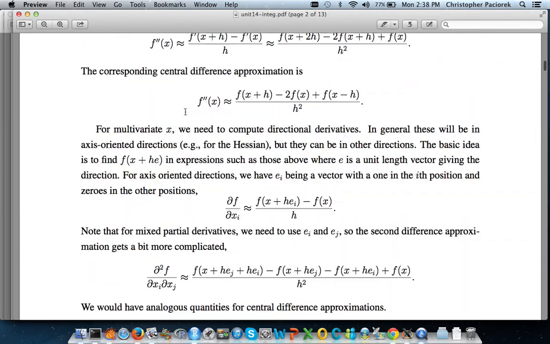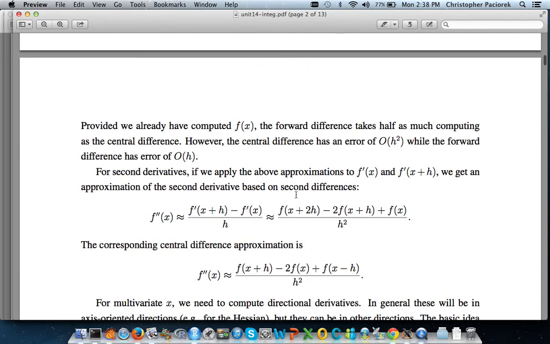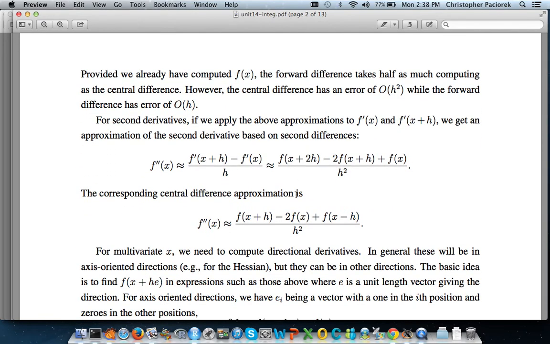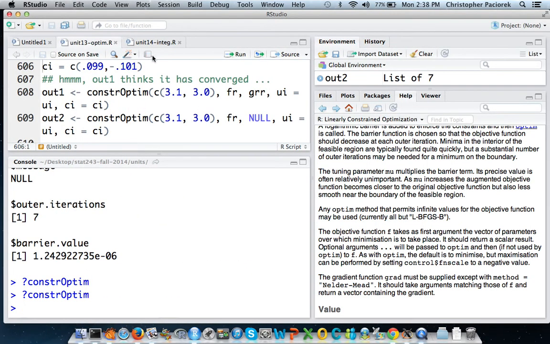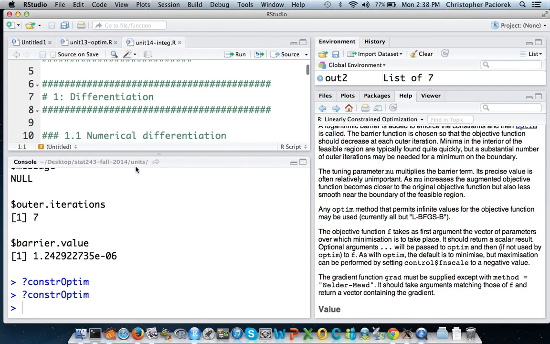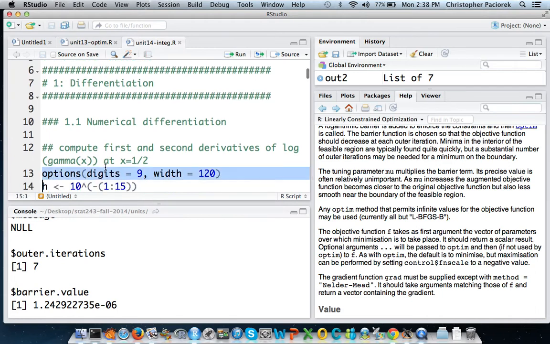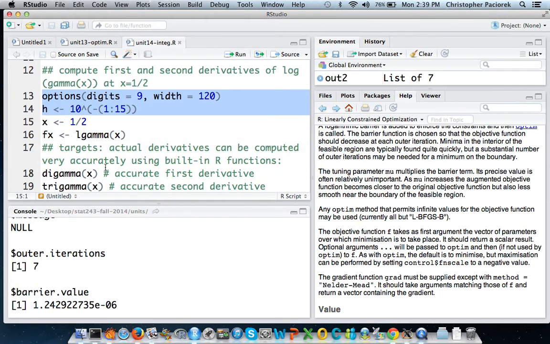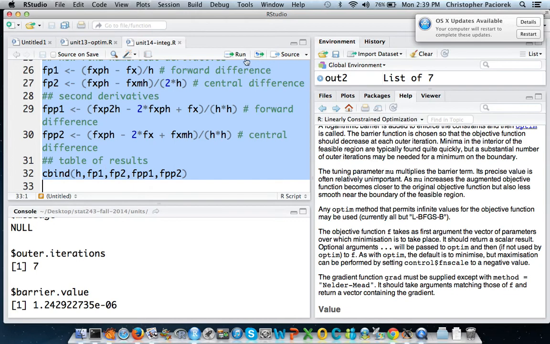So I'm basically just saying, okay, for the first derivative, how accurate is this one and this one, the forward difference and the central difference, and for the second derivative, how accurate are the forward and central versions for different values of h. So if we go ahead and try that out, okay, so here's me setting up a whole bunch of different values of h, and then writing out the results.